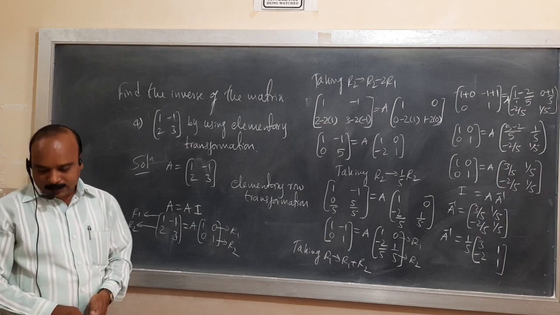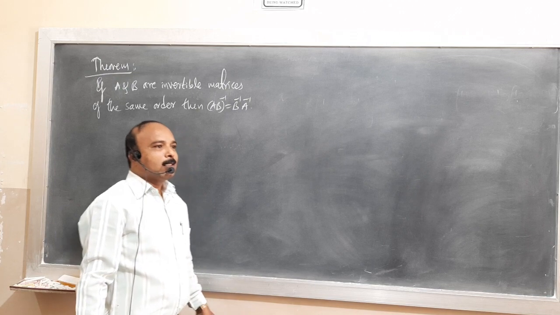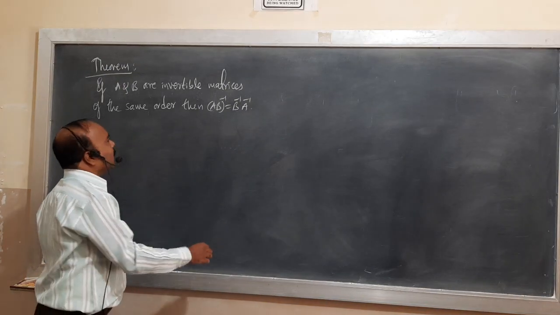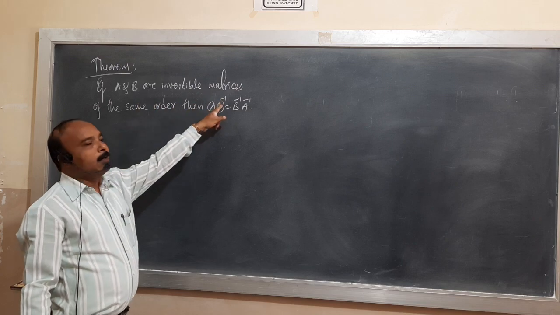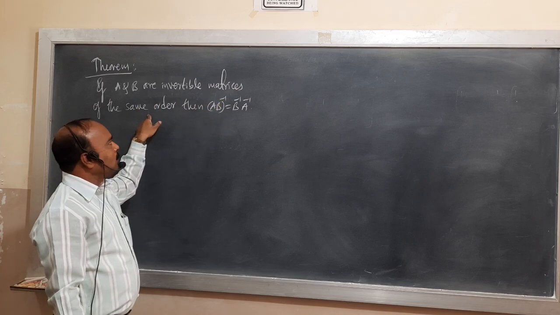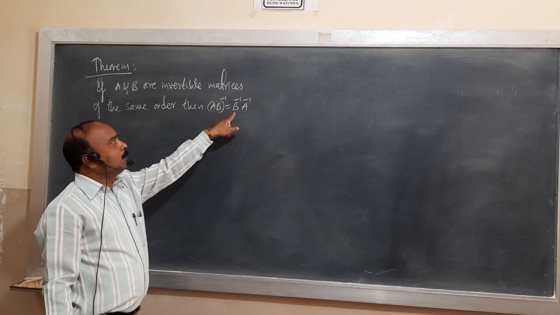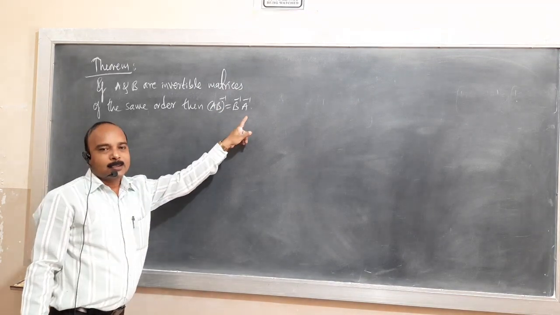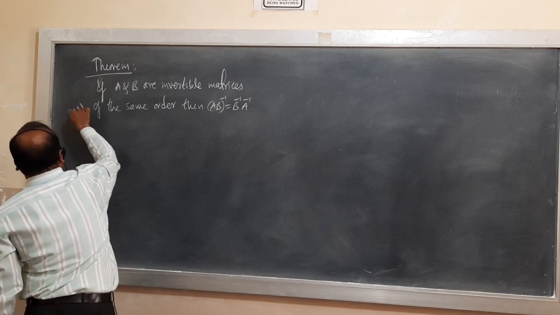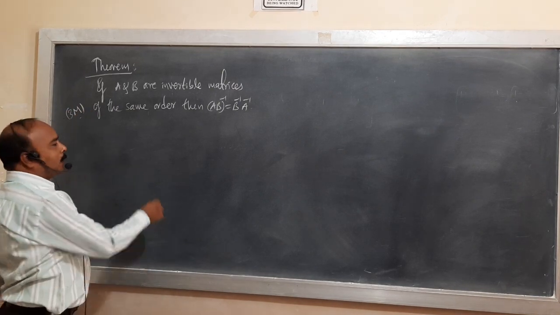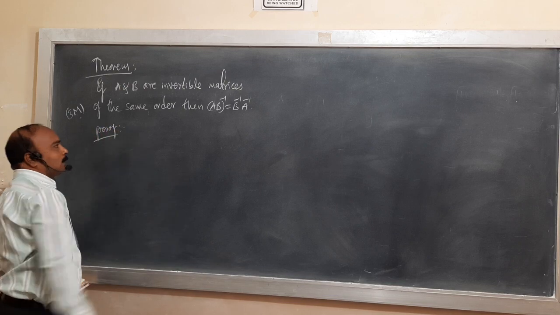Write down this. Now we go for one important theorem, which is very important for a 3-mark question. If A and B are invertible matrices of the same order, then prove that (AB) whole inverse equals B inverse into A inverse. It is an important theorem, that is for a 3-mark question. Now we go for the proof of this theorem.